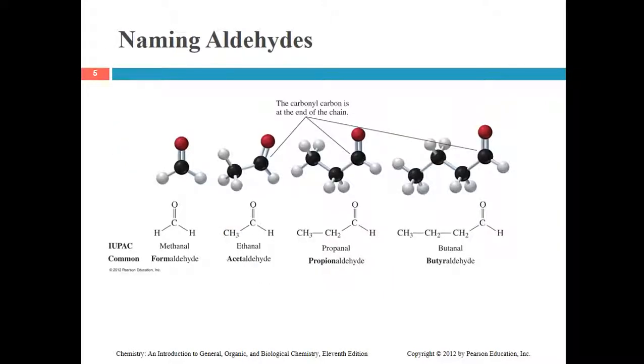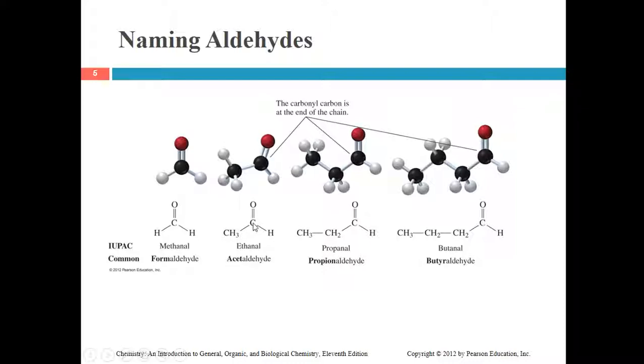Let's look at some examples here. So here we have one carbon and here's our carbonyl group. You'll notice that it's an aldehyde because it has at least one hydrogen attached to the carbon. So we're going to take the one carbon prefix, meth, and then we're going to drop the E and add al. So methanal. The old common name is formaldehyde. You don't really need to know that, but you do need to know how to name the aldehydes.